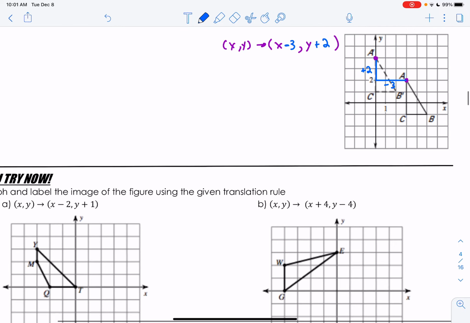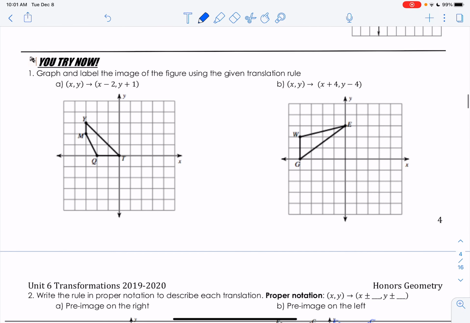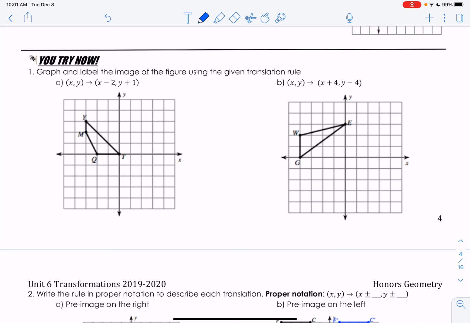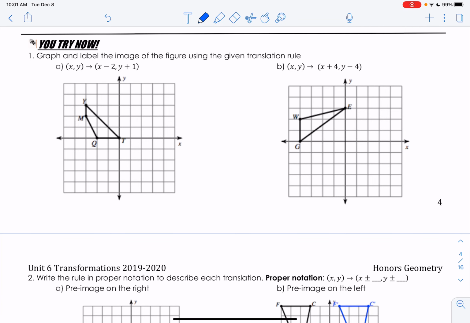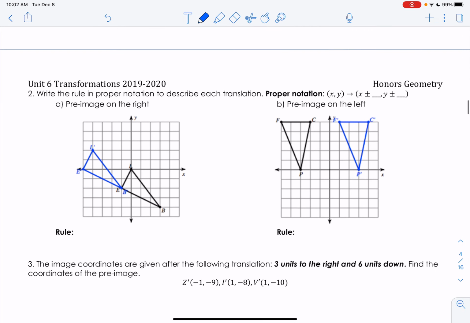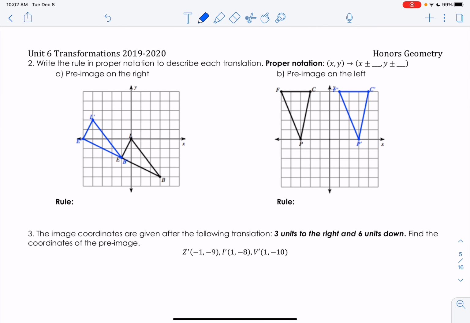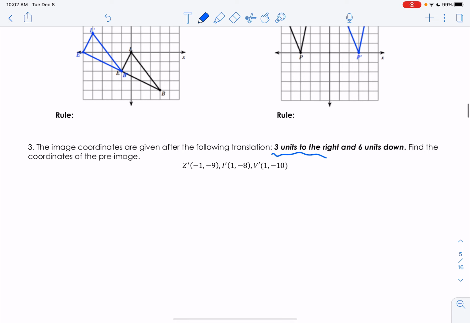All right, so we got some you try nows here, and I want you guys to go ahead and try these on your own. Again, there's really not a whole lot to this. Go ahead and try these on your own, and we will cover these in class. A couple different types of problems. Number 1 right here, we're just applying a rule for both A and B. Number 2 is similar to the problem we just did, where I'm given 2 shapes and I need to write a rule. And the last one, instead of giving you an actual rule, I'm giving you words. So I want you to try to translate that into a rule yourself, and then go ahead and try to do this transformation.